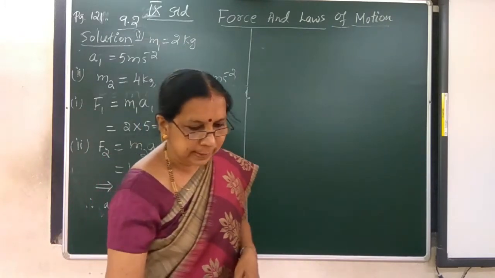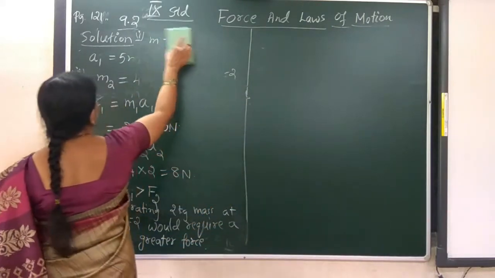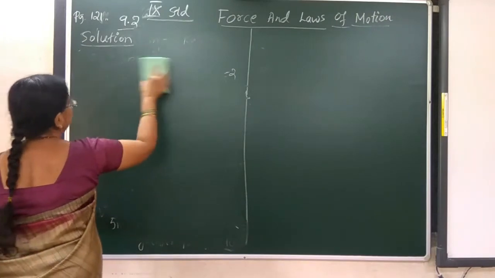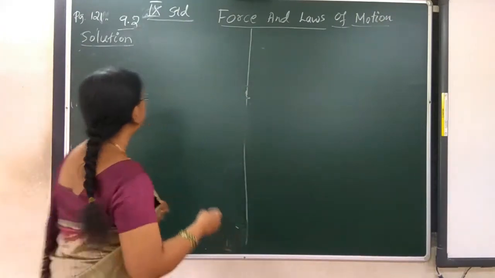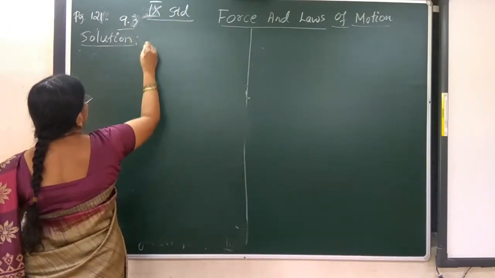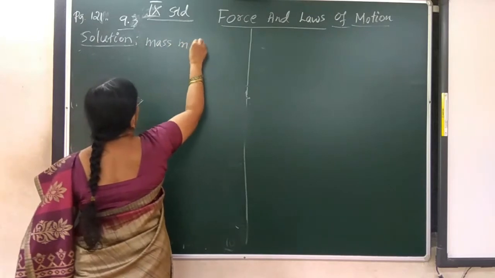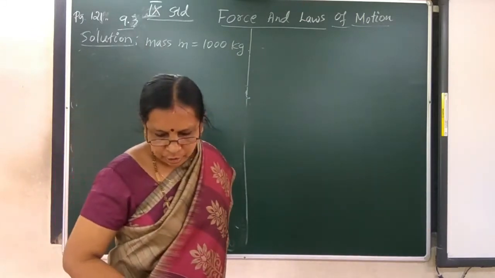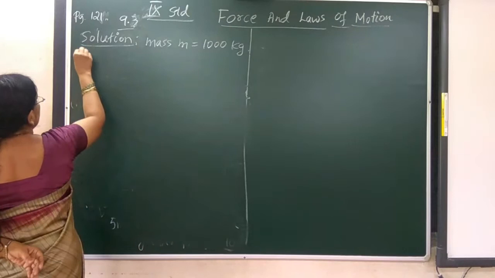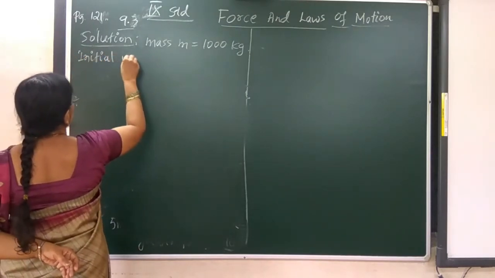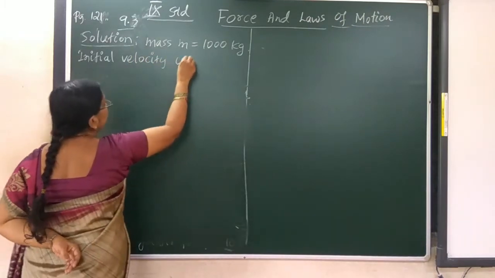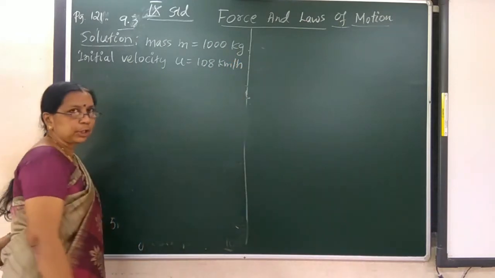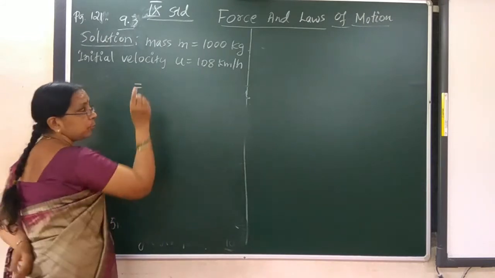So let us write what is given first. What is given? Mass of the car along with its passengers, 9.3. Mass M is given, 1000 kg. Then what else is given? Initial velocity U is given. Initial velocity U is equal to 108 km per hour. That means kilometer per hour, you have to convert it into meter per second.